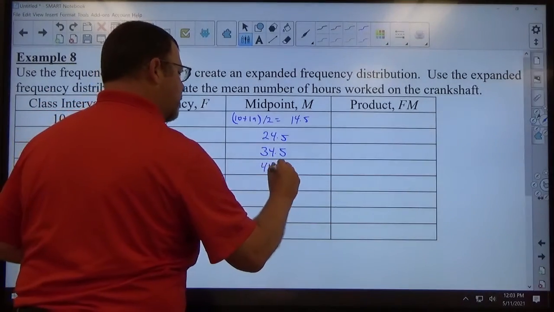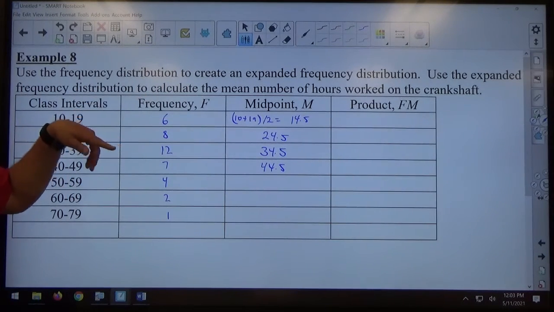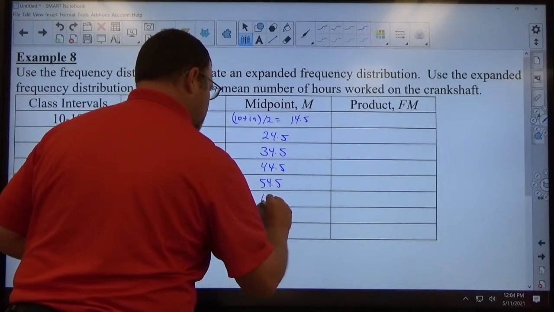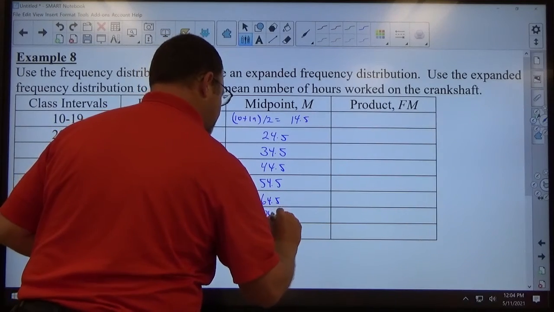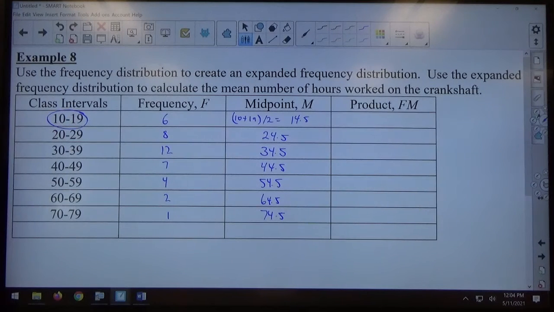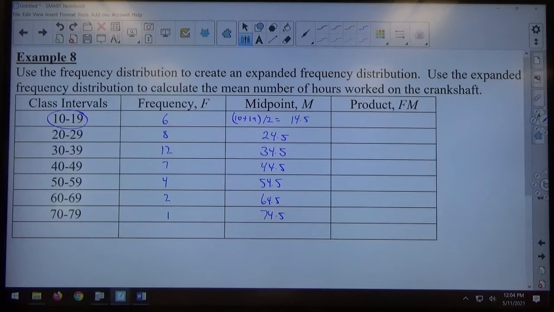Does anybody see a pattern happening here? Each number is how much bigger? 10. So it goes up by 10. So 54.5, 64.5, 74.5. So all you're doing to make that midpoint column is taking these numbers and finding halfway. Add them up, divide by 2. If you've got a pattern to the intervals, which you should, there'll be a pattern to the midpoints as well. So once you establish that pattern, you just use that pattern to get the rest of them, or again, you can just keep adding up, dividing by 2. Make sure you add them both, divide the sum by 2.